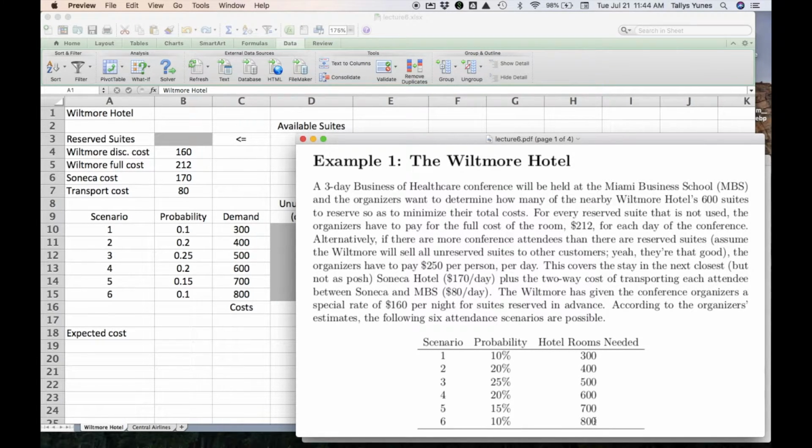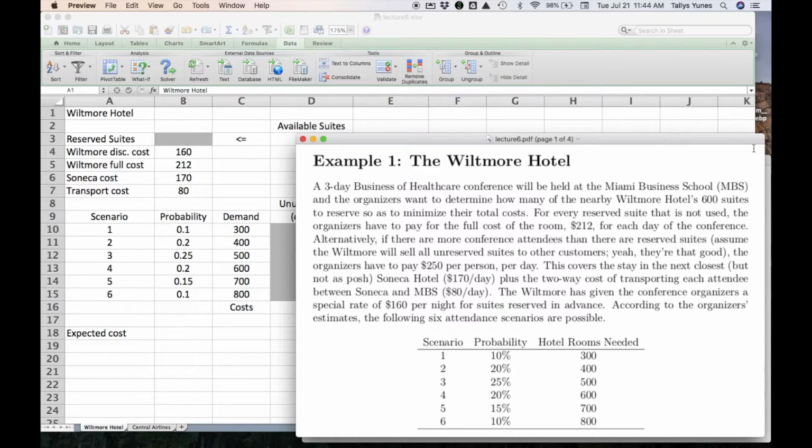Okay, so what I want to do is find the best number of suites to book today, considering that I can have 6 potential tomorrows, each of them with these probabilities. And depending on what I do today and what happens tomorrow, there's going to be a higher or lower cost. And I want to minimize the expected value of this cost. All right, so this is the problem I'm concerned with.